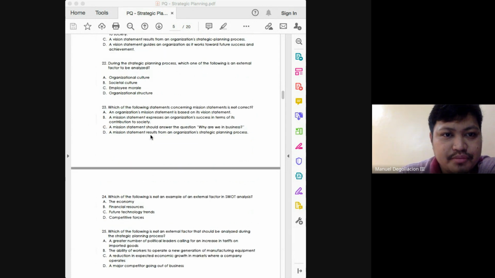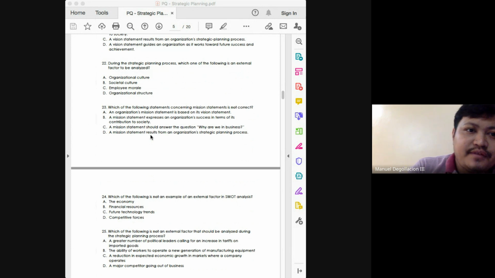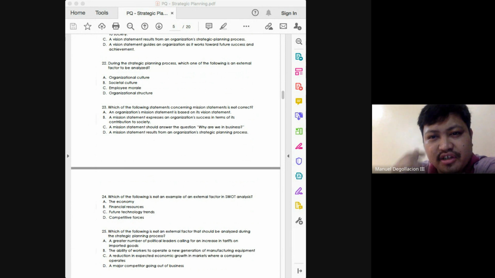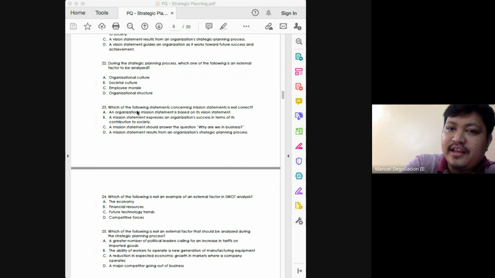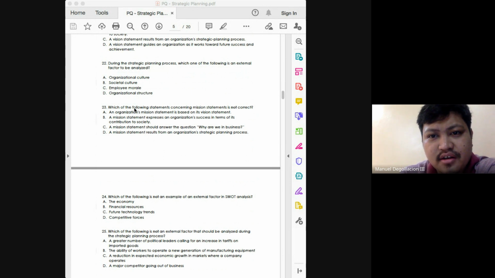Number 22, during the strategic planning process, which of the following is an external factor to be analyzed? Organizational structure culture is an internal. Societal culture, the culture of the society where you are operating, is definitely an external, and this is what we are looking for. So the answer here is letter B. Employee morale is internal. Organizational structure is also internal.